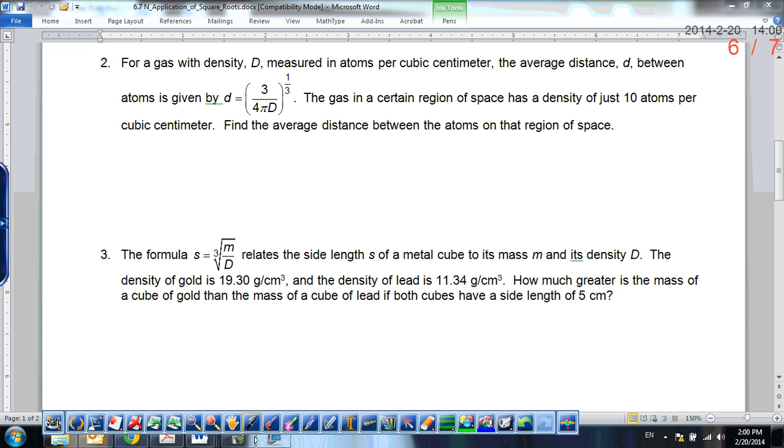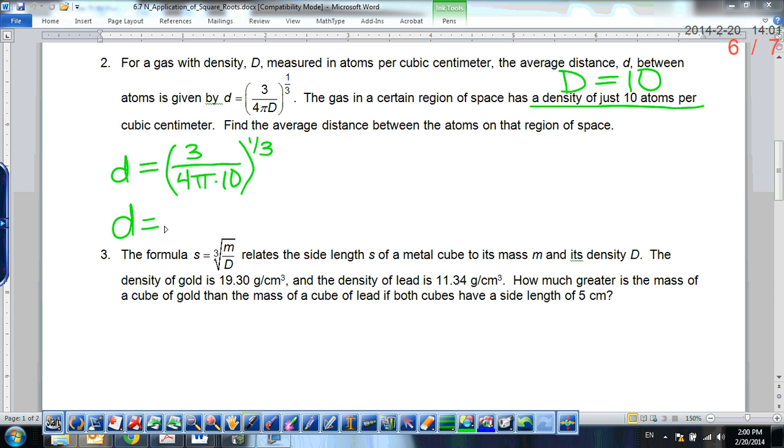So what are they giving us? Which d? Which one? Big or small? Big. The density is equal to 10 atoms per cubic centimeter. All right, so let's plug that in. All right, can we simplify that denominator? Could I write this as 3 divided by 40 pi? So 1/3 power. All right, will you please go ahead and evaluate that in your calculator?